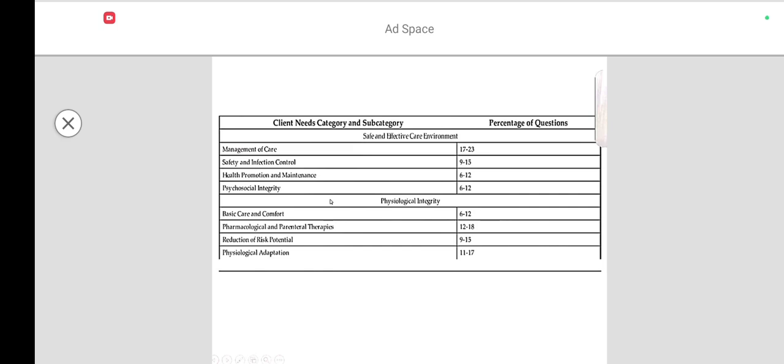First, management of care, under safe and effective care environment, which we already looked into. This part carries 17 to 23 percent of questions. Safety and infection control, 9 to 15. Health promotion and maintenance, 6 to 12.